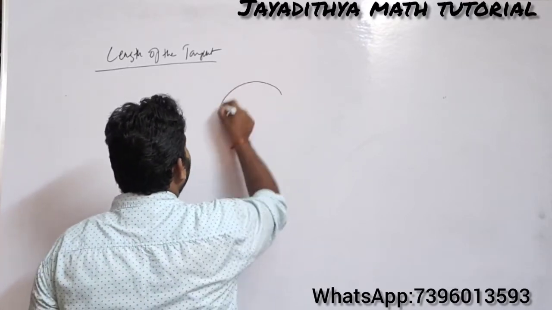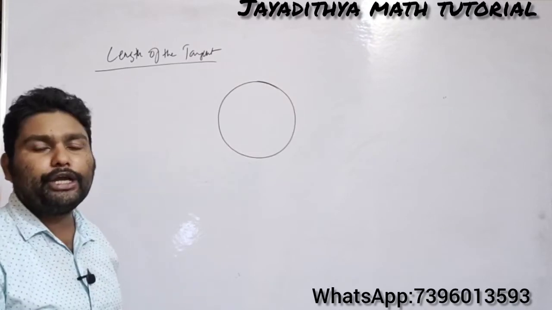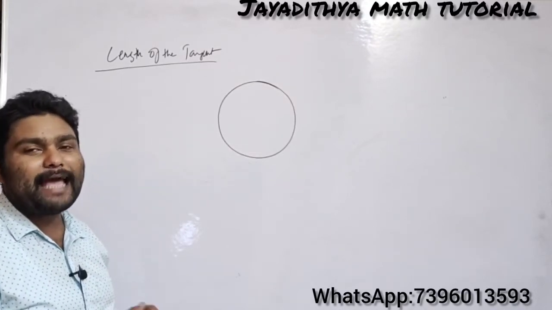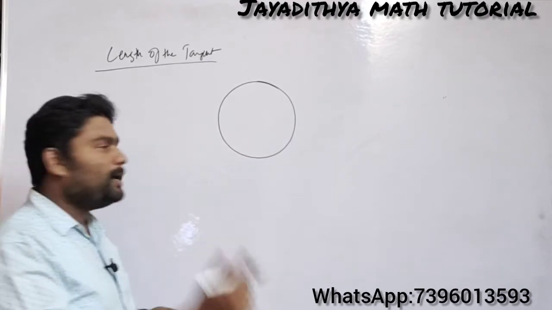If you observe here, we already know that at a given point on the circle, we can draw only one tangent. Now let us try to understand how many tangents can be drawn from an external point. How many tangents can be drawn to a circle from an external point?